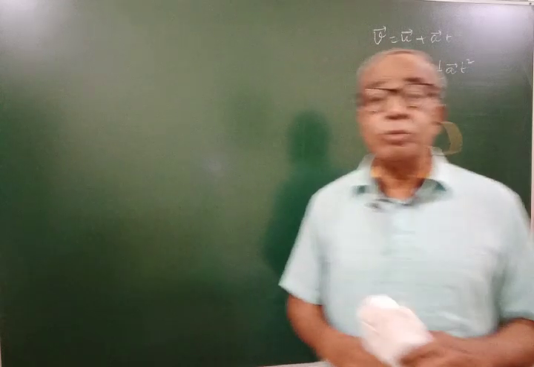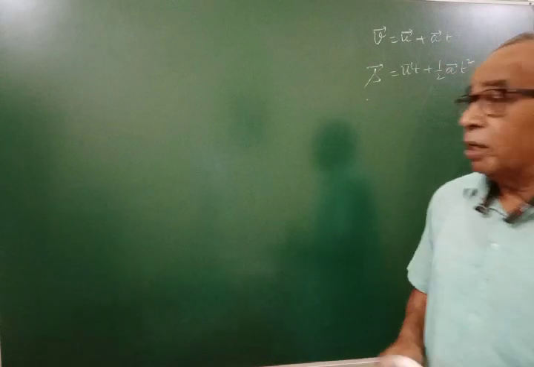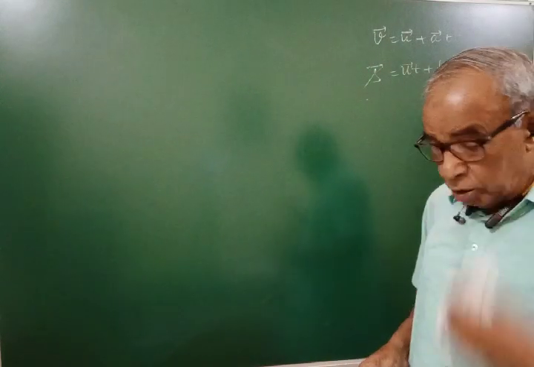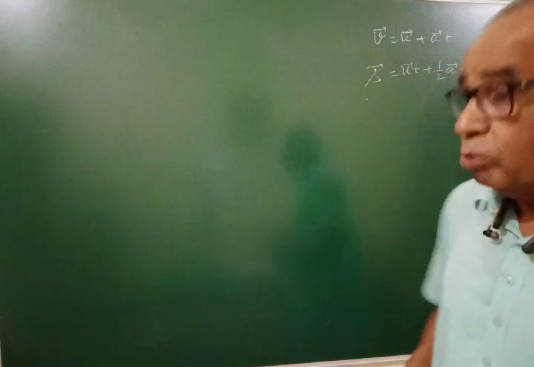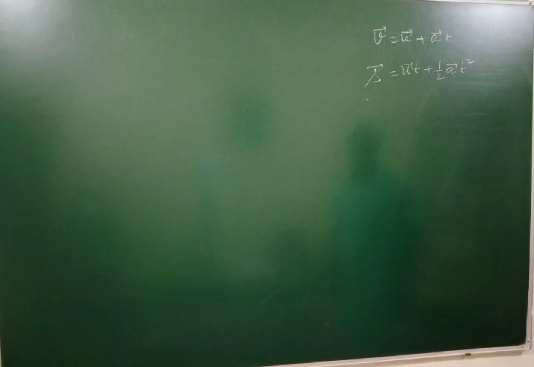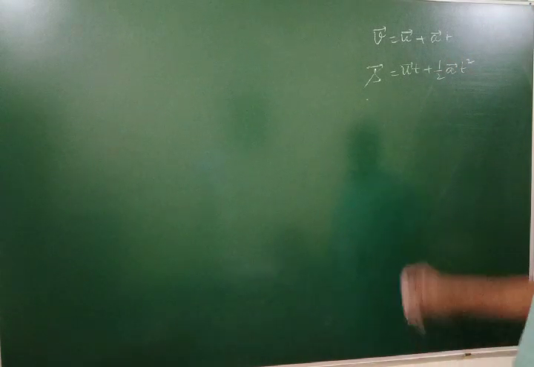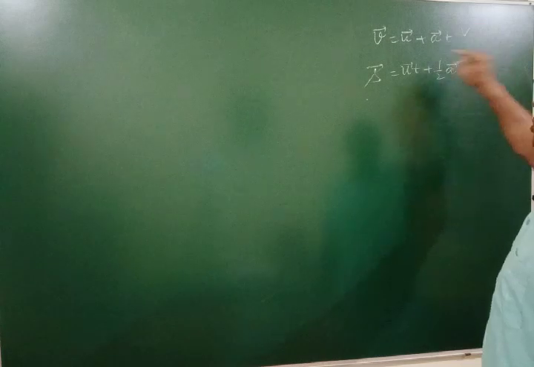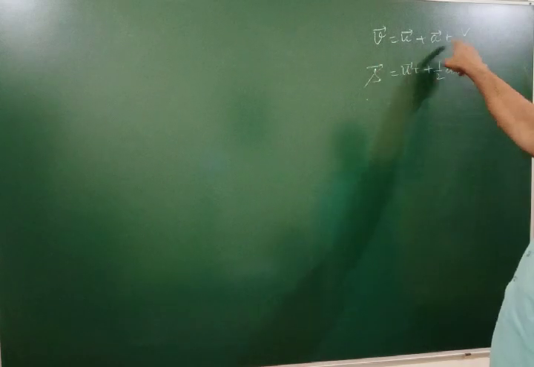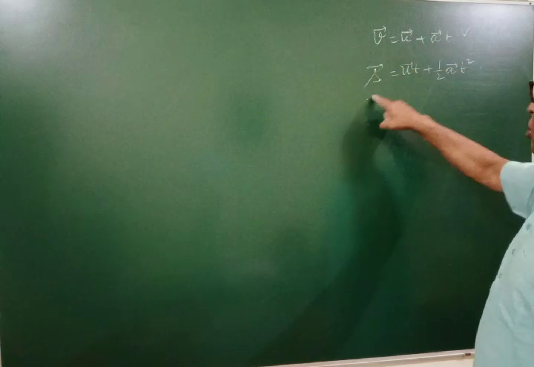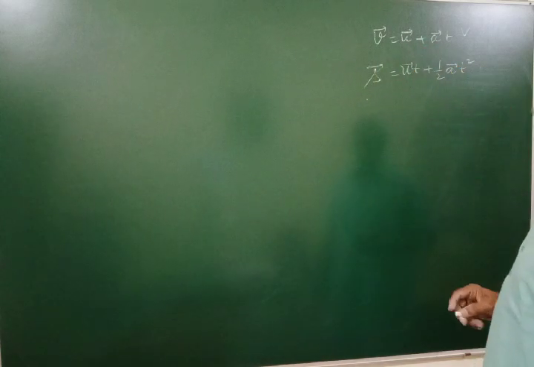The questions in the last video were very good and very important also, for the sake of knowledge and for the sake of examination. Now, in this video, I will be telling you the use of the vector form of these two equations: vector v equal to vector u plus vector a into t, and vector s equal to vector u t plus half vector a t square.